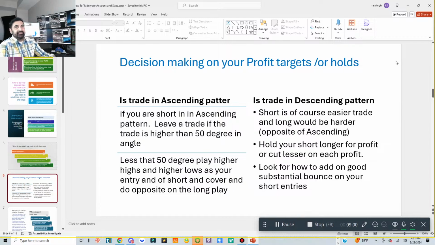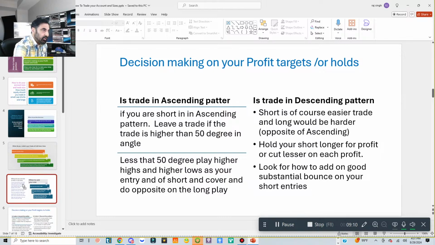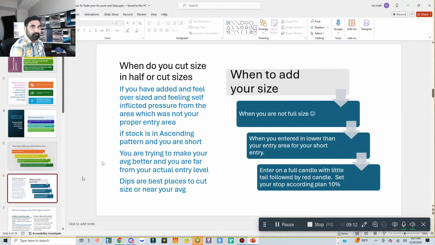So your next is decision making on your profit targets and hold, right? Sorry, this is actually not the slide. My bad. Okay, so this is the next slide.